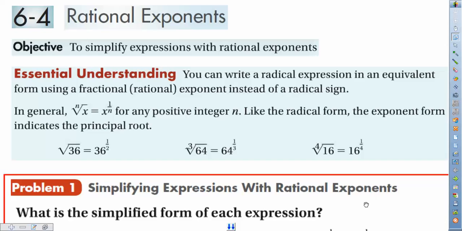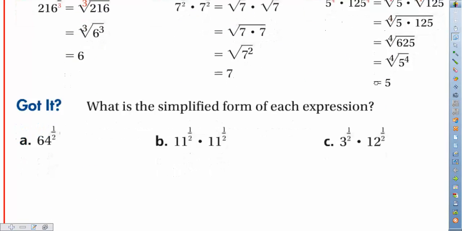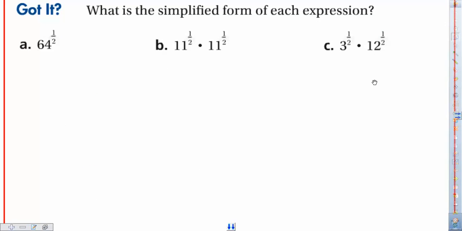Okay? So now it's your turn. Let's take a look at this. Go ahead and give that a pause, and then see if you can simplify each one of those 3 expressions. Okay? And we'll come back here in a little bit if you have not already paused it.